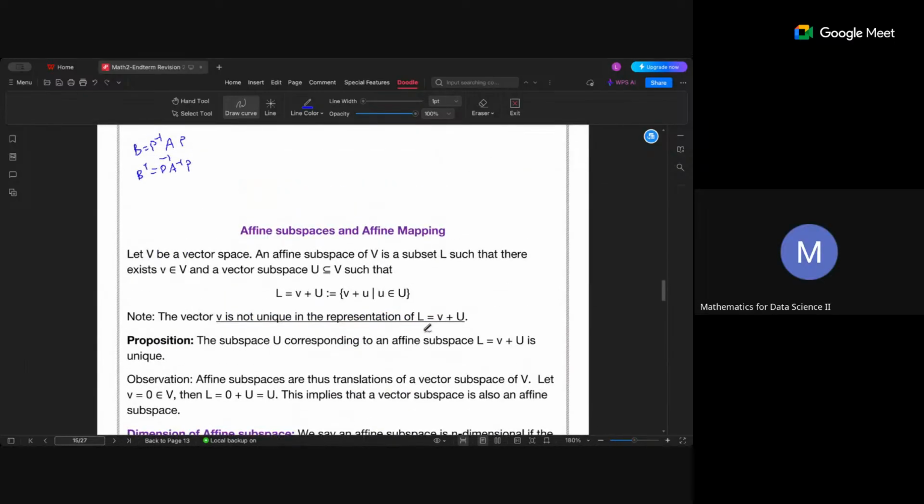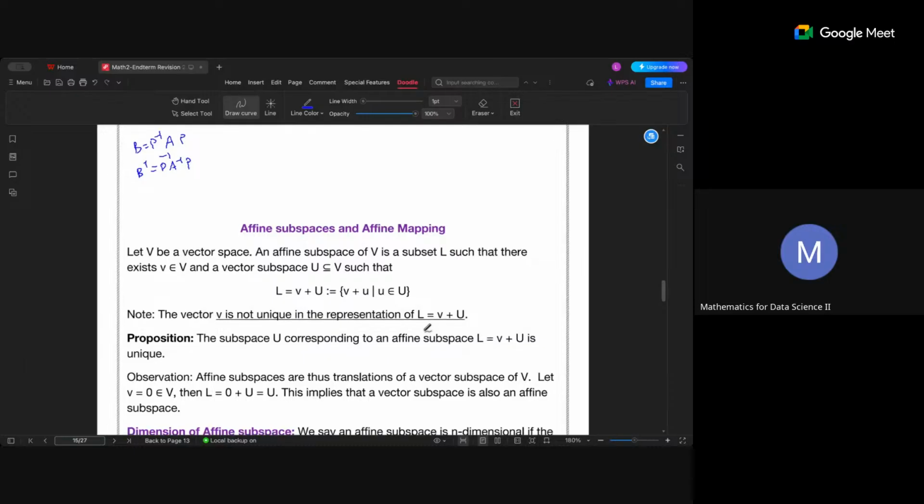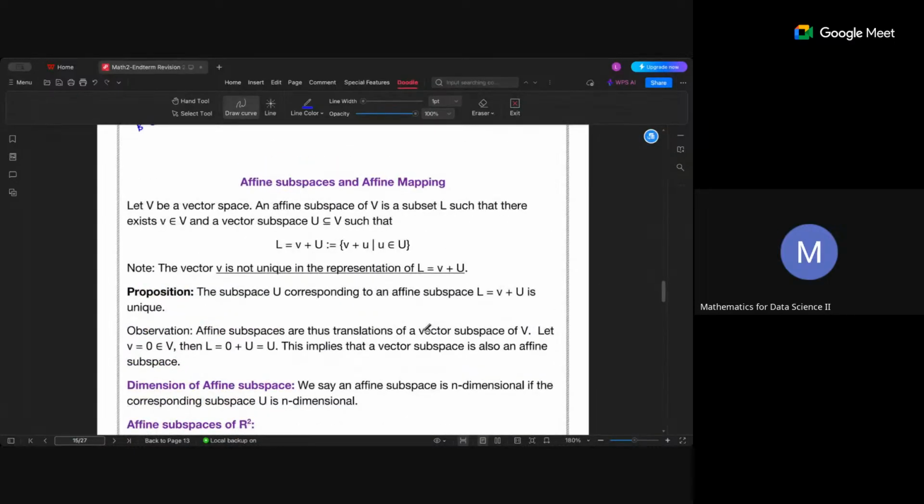So the next topic is affine subspaces and mappings. Let V be a vector space. An affine subspace of V is a subset L such that you are able to express L as v plus U, where U is a subspace. Note that this v is not unique, but U is unique for a given affine space L. And what do you know about the dimension of L? The dimension of L is the same as the dimension of U.